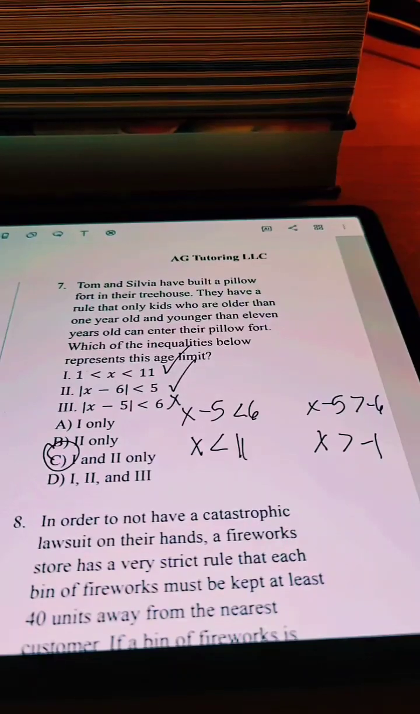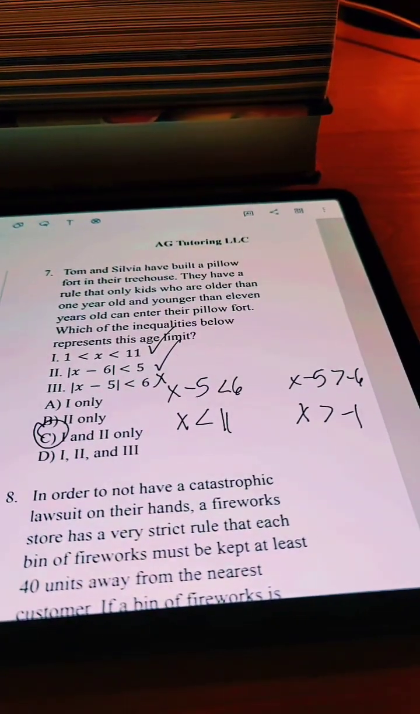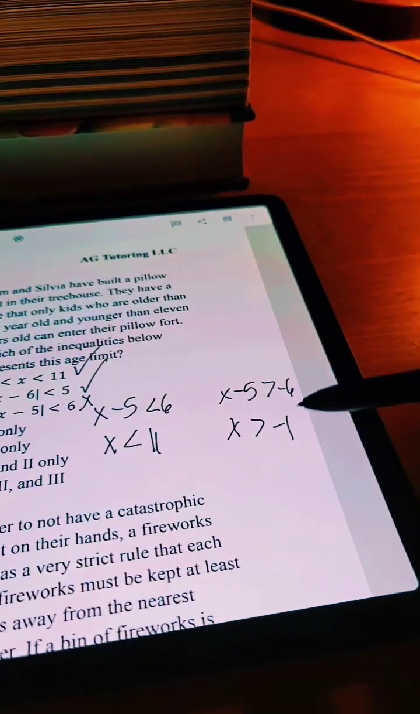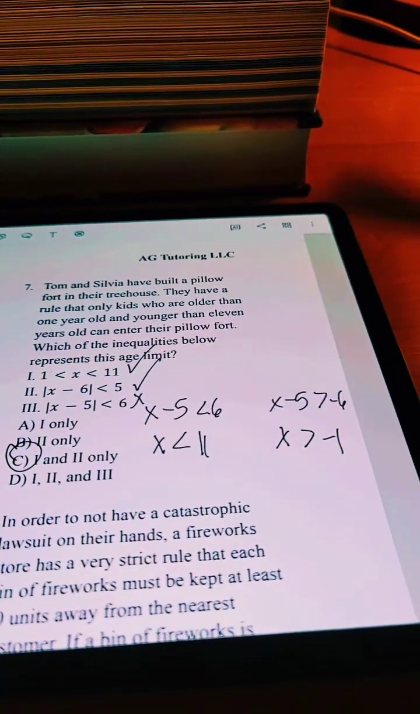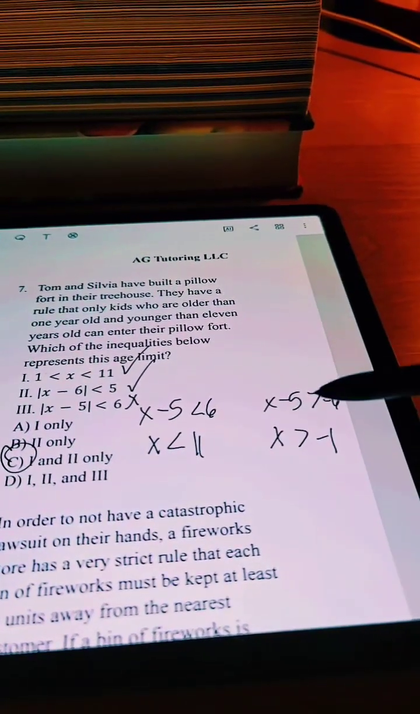No, it's just 1 and 2. Not all of them, because of this situation right here. You can't just stop with part of it working. You have to check that the whole thing works.